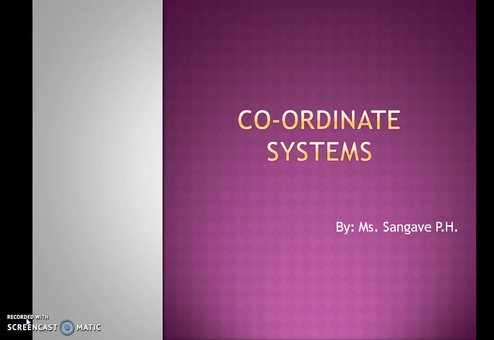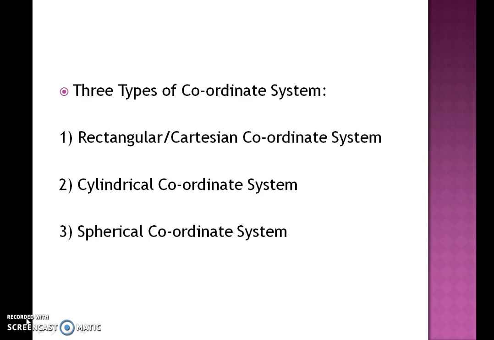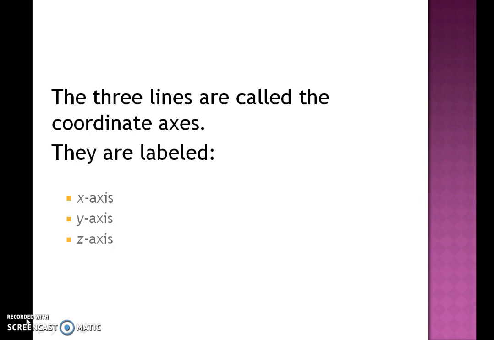Good morning everyone. Today I am going to tell about the coordinate system. There are three types of coordinate system: rectangular coordinate system, cylindrical coordinate system and spherical coordinate system. Rectangular coordinate system is also called a Cartesian coordinate system. So let us discuss the rectangular coordinate system.